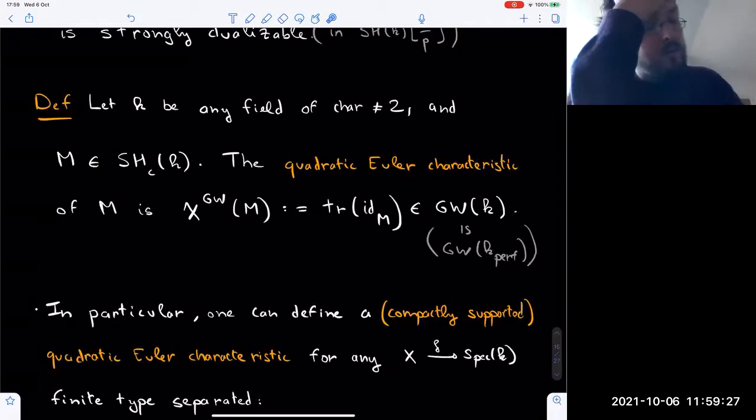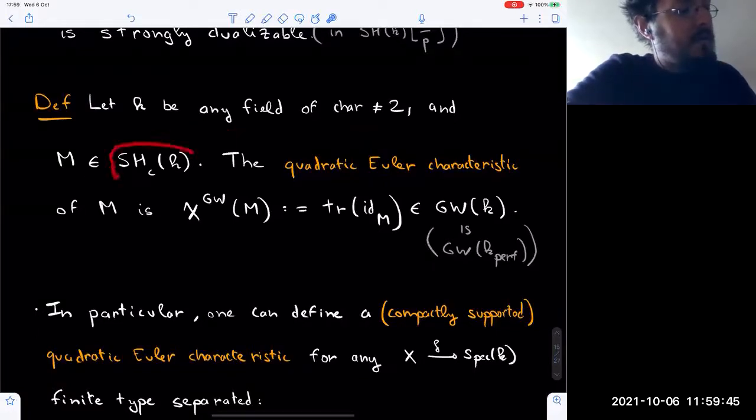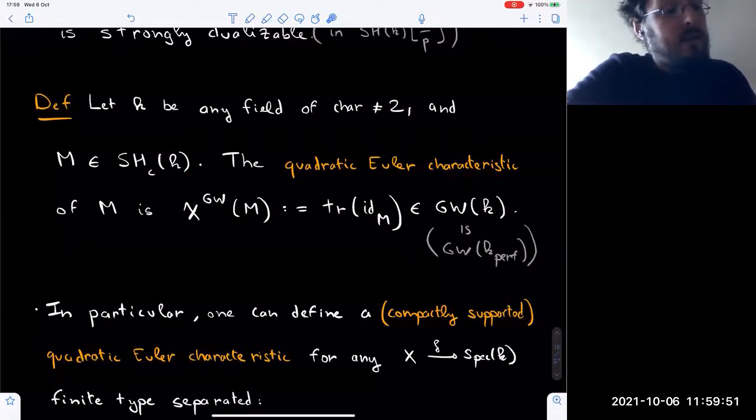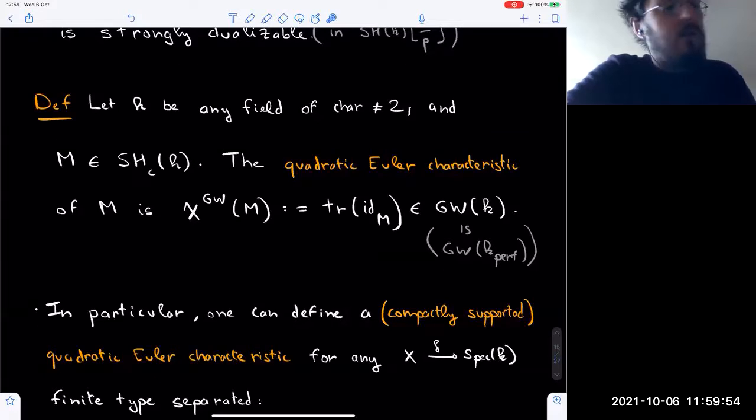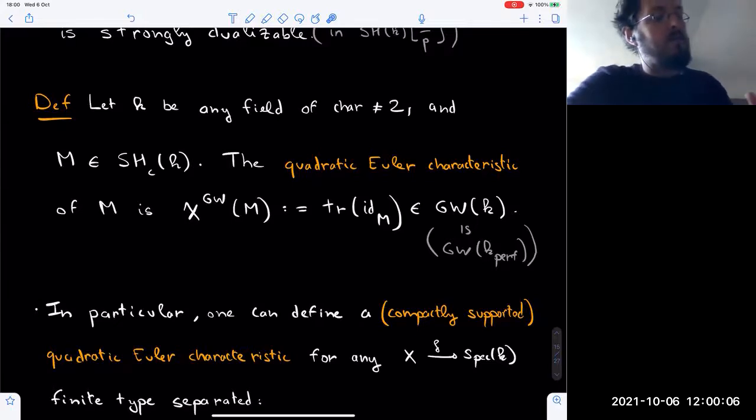So in fact, using this result over a perfect field, you can just think a little bit, you can define things for any field of characteristic different from 2. So you take a constructible object in SH of K, then you define this quadratic Euler characteristic as the trace of the identity map of this object. And if your field is not perfect, what you do is you pass to the perfect closure, and this induces an isomorphism on the Grothendieck-Witt ring. And so you just define it by first passing to the perfect closure and then coming back.